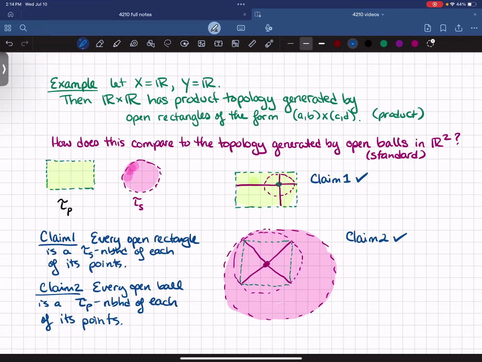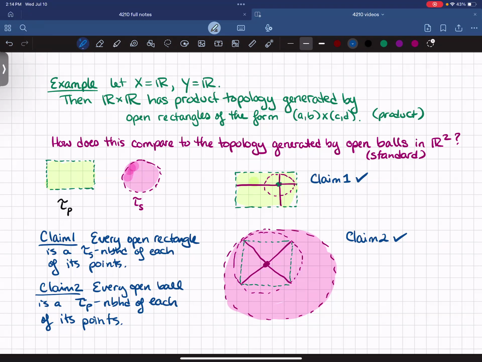Okay, so every open rectangle is a neighborhood of each of its points in the standard topology. That means open rectangles are open in the standard topology. And then every open ball is a product topology neighborhood of each of its points. So that means every open ball is open in the product topology. So I have these two bases. One is rectangles and one is open balls. But what I see is that each rectangle is open in the ball topology and each ball is open in the rectangle topology. And what that actually tells me is that these two topologies are actually the same topology. It's two different bases, but they lead to the same topologies.